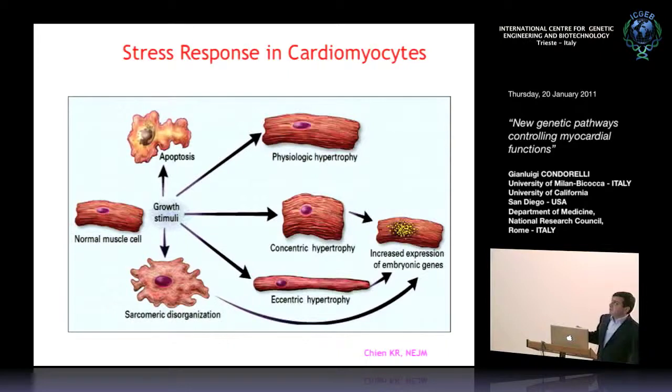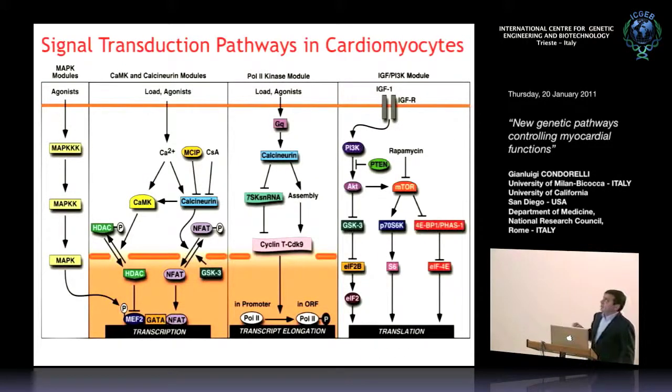In concentric hypertrophy, there is probably an increase in protein synthesis that is higher than in physiological hypertrophy, and the expression of fetal, embryonic genes is also typical, definitely more remarkable than in the physiological state. That is to say that these two types of hypertrophy have different genetic pathways that are activated. For example, the expression of the embryonic genes in physiological hypertrophy is less significant.